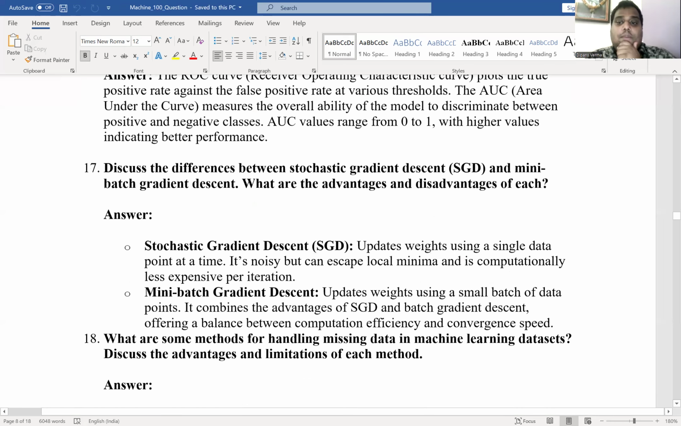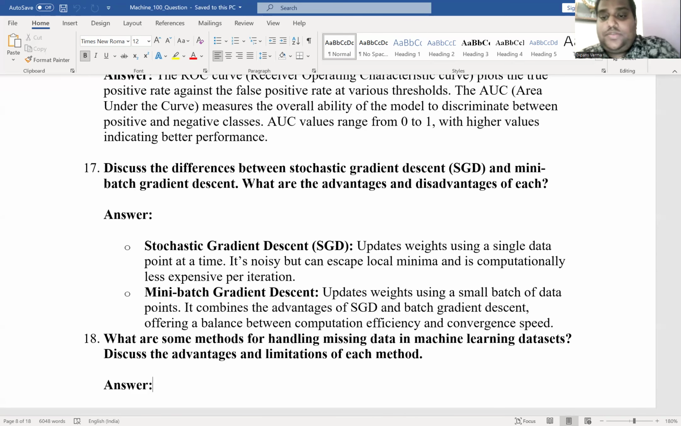But when using a single data point at a time, it might get stuck in a local minimum. Update this using a small batch of data points, and combine the advantages of stochastic and batch gradient descent on the same platform, aligning between features for convergence.